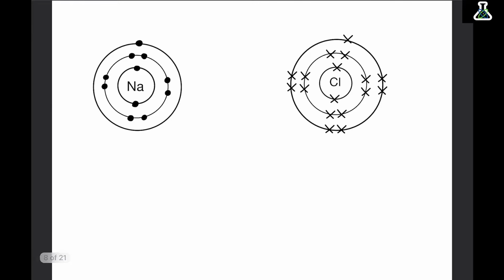So let's look at an example of an ionic bond happening. So we have sodium, which is our metal, and chlorine, which is our non-metal. So to get a full outer shell, sodium can do one of 2 things. It can gain 7 electrons to get a full outer shell, or it can lose 1. Now it's much easier for sodium to just lose 1 electron, so that's what it's going to do.